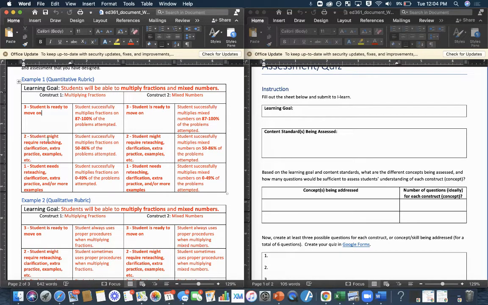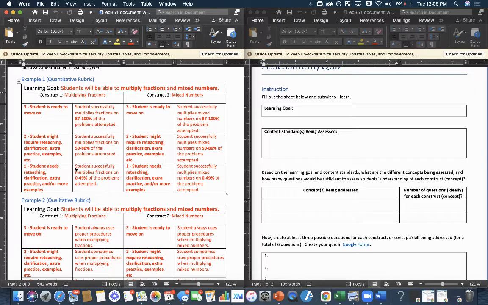What would you suggest? Does the student need reteaching, clarification, extra practice, examples, or something else? You need to narrow this down or modify this so it's very specific to your learning goal. Don't just leave "the student might require reteaching." You need to say they will need to be retaught what concepts. How would you clarify it? What sort of extra practice or examples? So don't leave just these generic suggestions, make them specific to your learning goal.